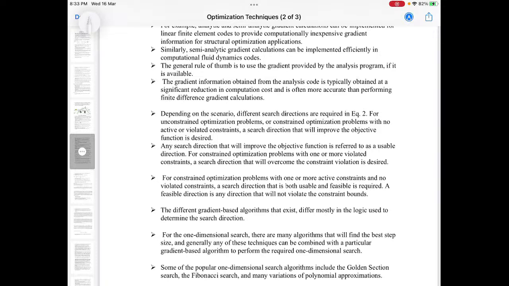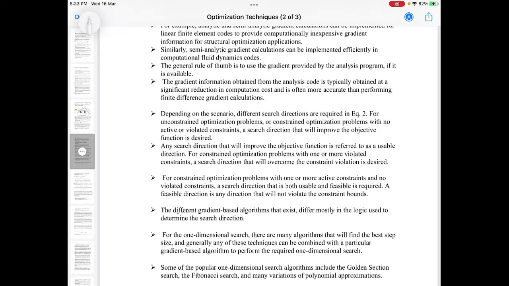Okay. And for constrained optimization problems with one or more active constraints and no violated constraints, a search direction that is both usable and feasible is required. A feasible direction is any direction that will not violate the constraint bounds. So here, what is the feasible direction? For example, with the same example, the boy is climbing uphill, and the feasible direction is any direction that will not violate the constraint bounds. Actually, the constraint bounds here mean the fences.